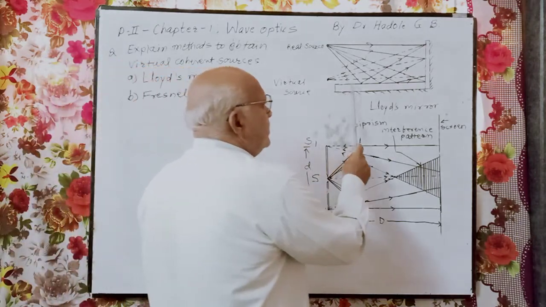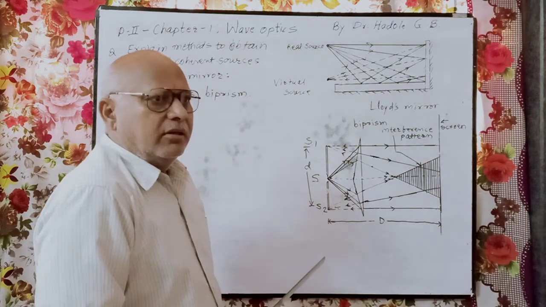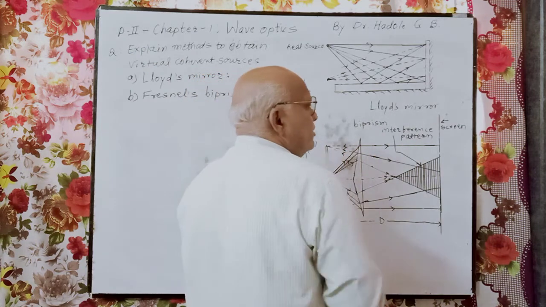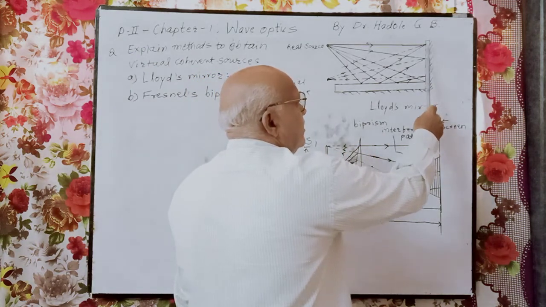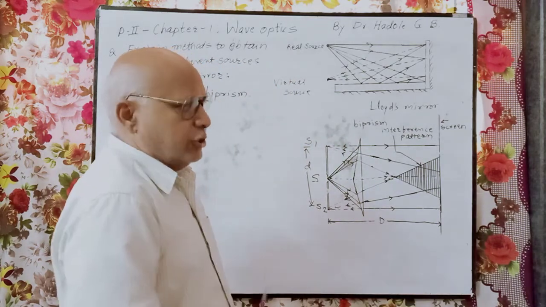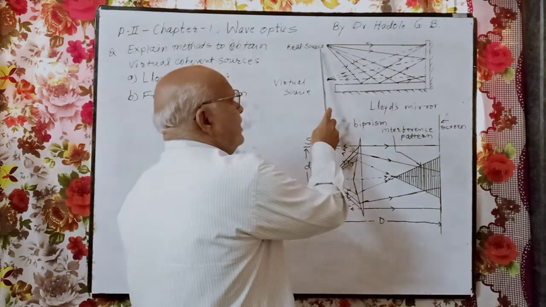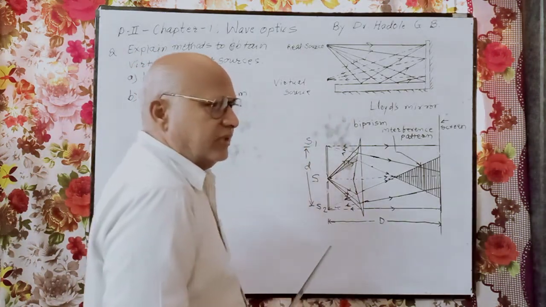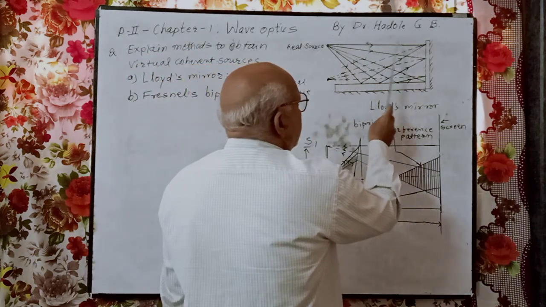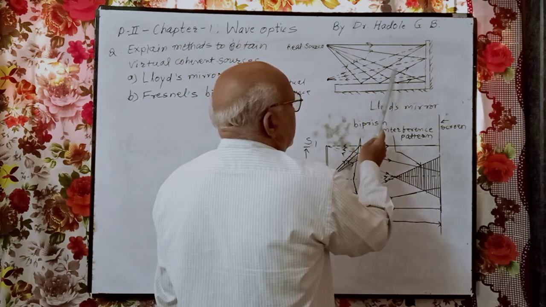See, this is the Lloyd's mirror. Actually, it consists of two mirrors. The first mirror is in a horizontal plane, and another mirror is vertical, or perpendicular to it. A real source of light is maintained at a certain position. Now, from this real source, some rays are coming out. This is one ray, second ray, third ray.